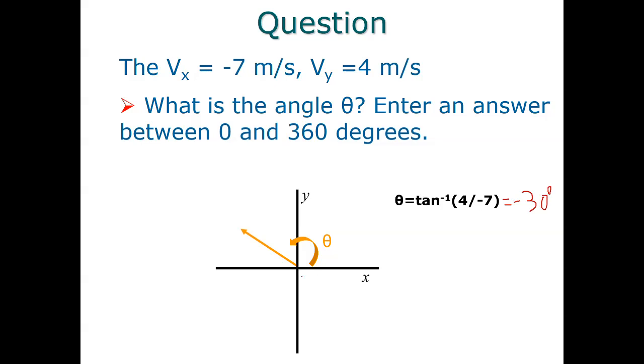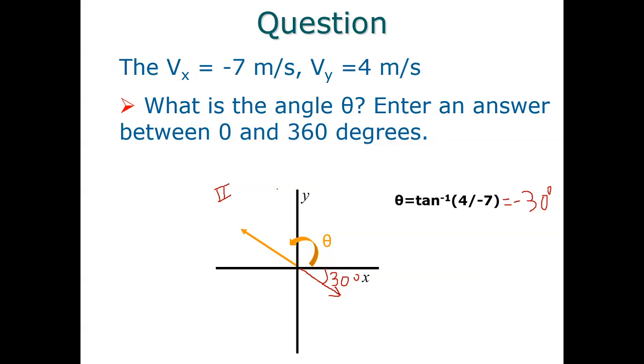So, okay, this is a little worrying. If we go to our graph here and we draw in -30 degrees, it's going to look something like that. So what happened? We know the answer is positive in the y direction and negative in the x direction. So it's in quadrant 2, and it needs to be between 90 and 180 degrees.